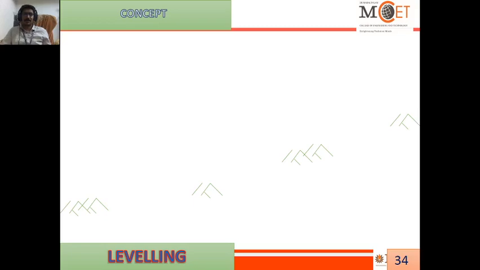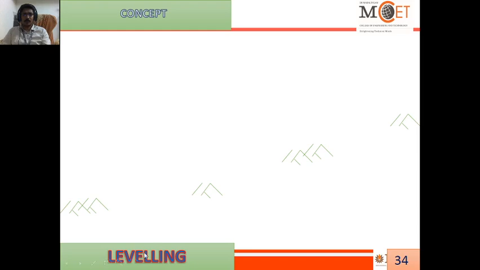Hello friends, in this video I try to explain the concept of leveling, how we are going to use the dumpy level and how we are going to determine the elevation of a new point. This is the concept alone. Try to correlate this in all the problems which we are going to talk about in later videos, right?